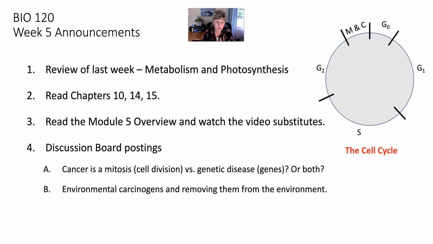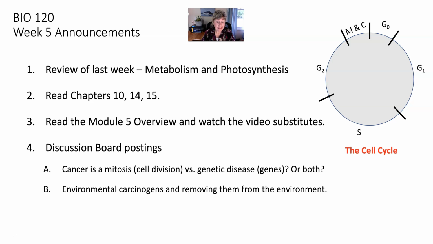So the cell has grown large enough. It has made all the components that it needs, just as in general as a cell, where it can now divide. So now it replicates this DNA, because you have to have two copies of the DNA in order for that cell to divide, and then each of the two new daughter cells get DNA.